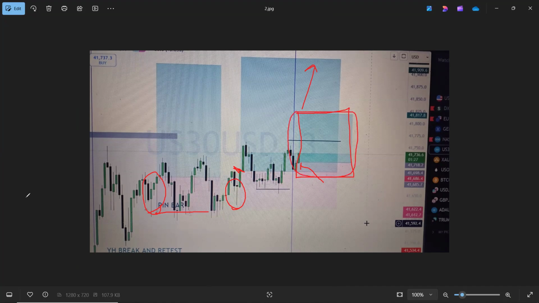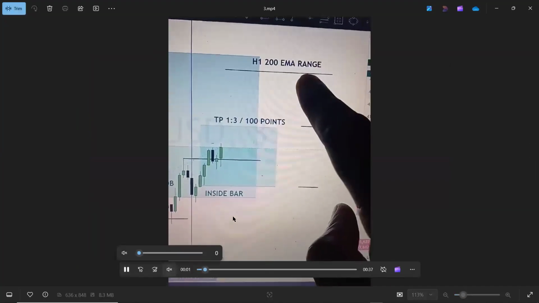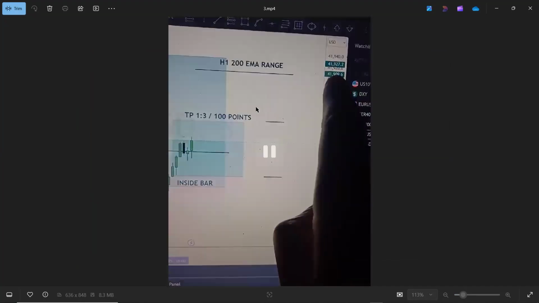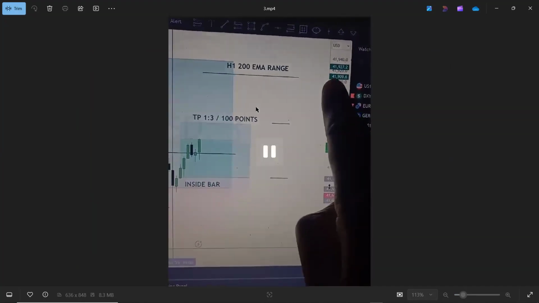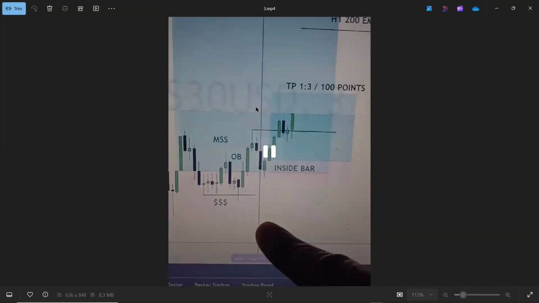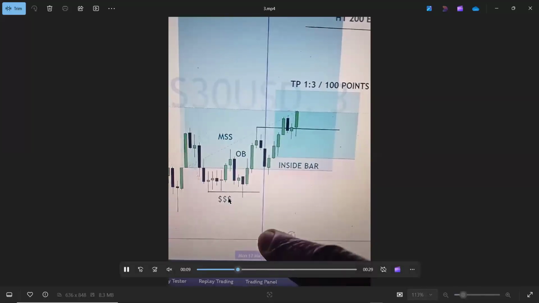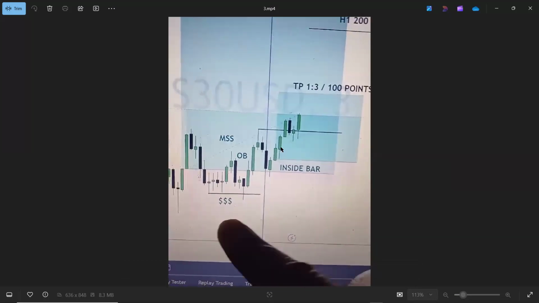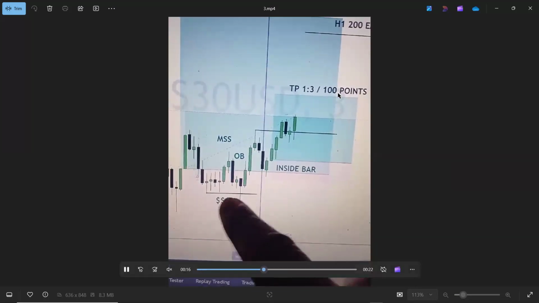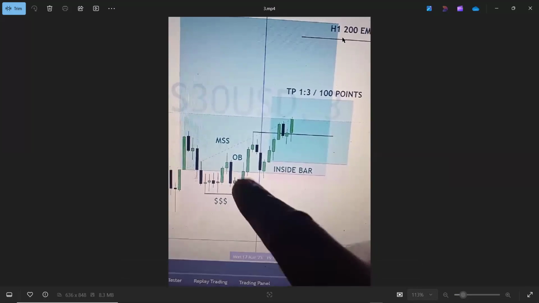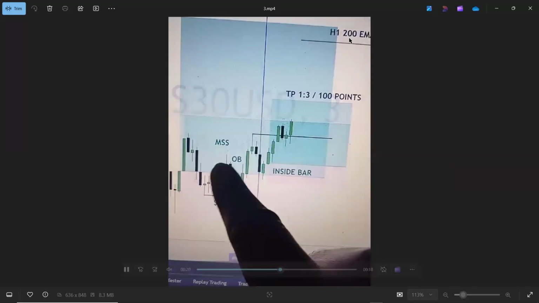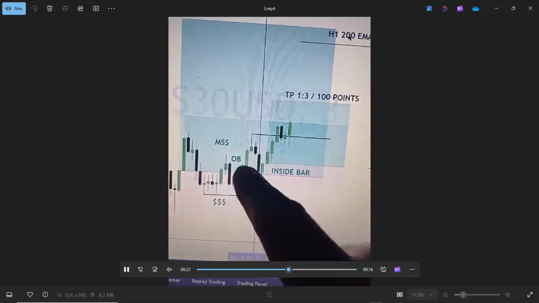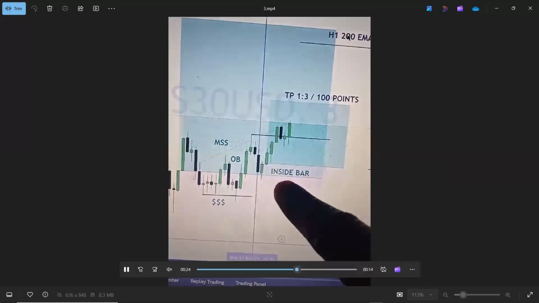So remember, if you know where your price is going, it becomes a little bit easier to actually catch a trade. You can see this was me doing a quick explanation to the guys in the paid mentorship group as well. Just explaining the liquidity sweep, the order blocks, the timing, market structure shift, inside bar, TP 1:3, 300 points, and the H1 200 EMA at the top there. So you can see everything is literally shared before, during, and after.